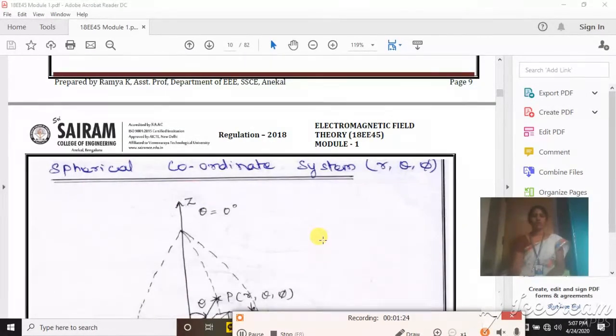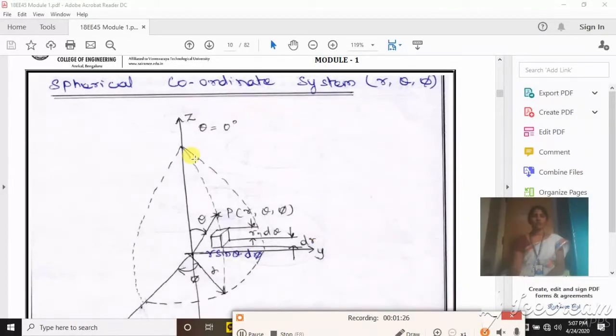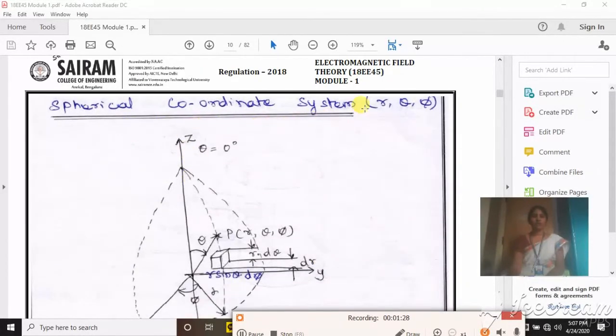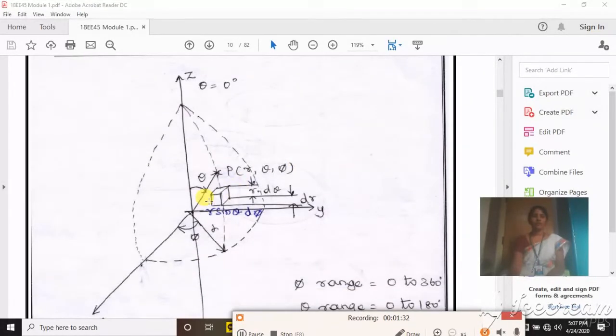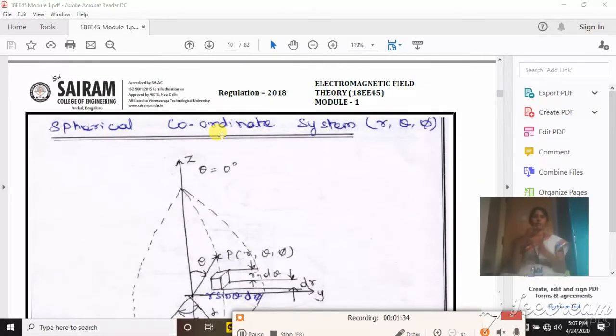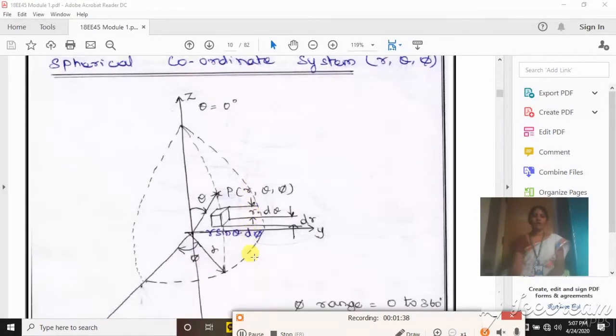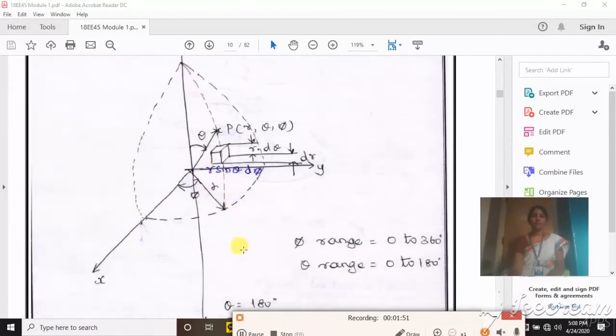Next is your spherical coordinate system. The three coordinates of the spherical coordinate system are r, theta, phi. In this, r is, as usual, for a sphere, the radius of the sphere, and theta is an angle. Phi is the angle made from the x-axis to the point under consideration, and theta is the angle variation from the z-axis.